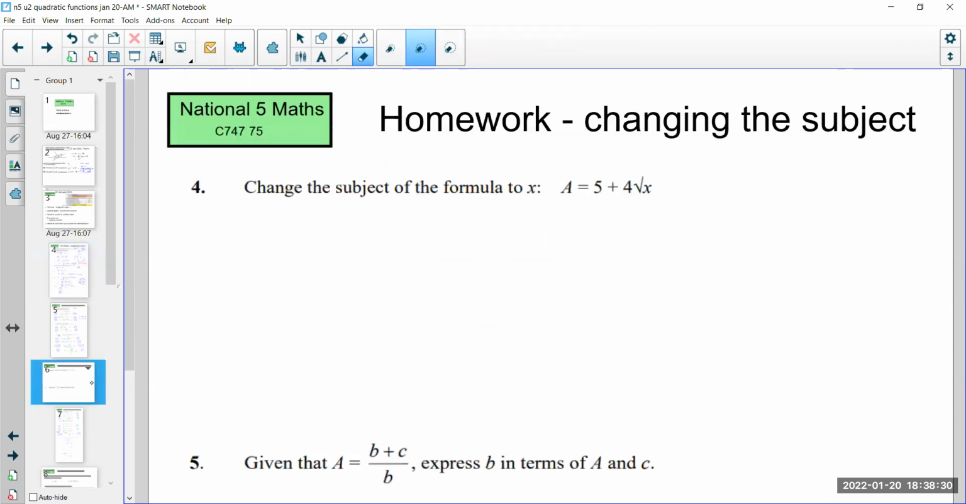Next one was number 4. Change the subject of the formula to x. So I've got a square root of x there. As you can see, this is the square root of x. So you can rewrite it as 5 plus 4 square root of x equals a.